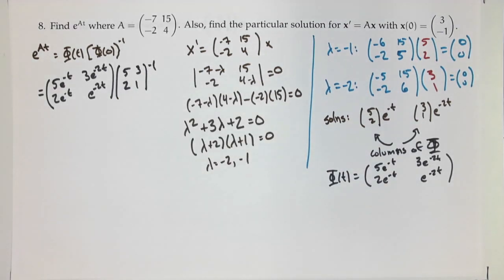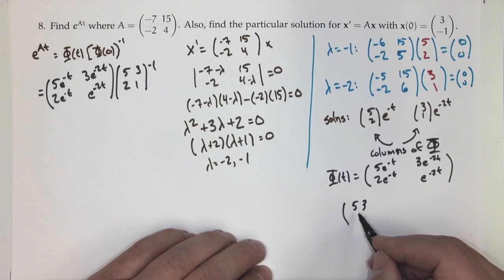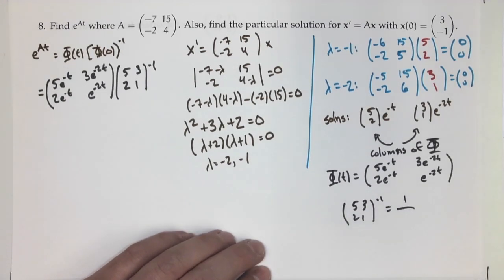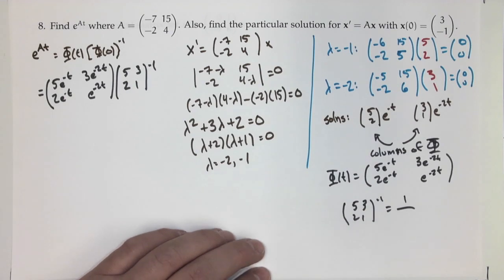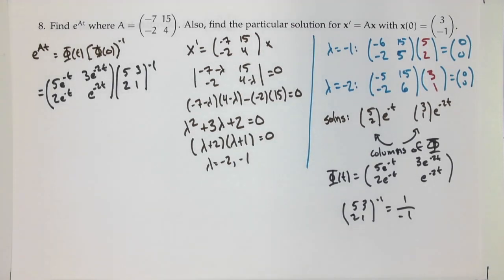Okay, well, all right. Inverse of a 2 by 2 matrix. We can probably figure that out. We'll do some work down here in the corner. 5, 3, 2, 1, inverse. 1 over the determinant. What's our determinant here? Negative 1. Ah, they like us. They gave us something that would work. Okay, so this is our determinant.